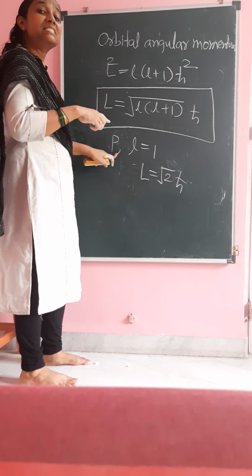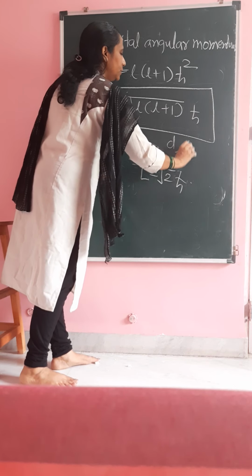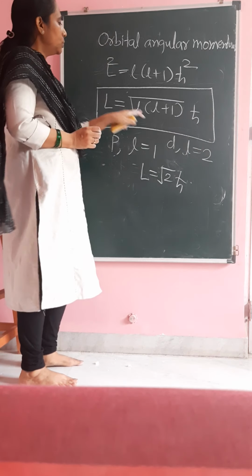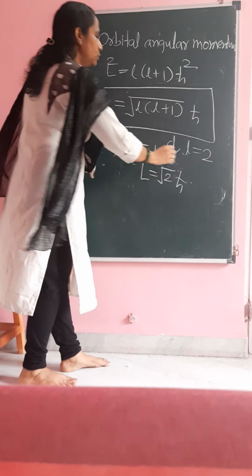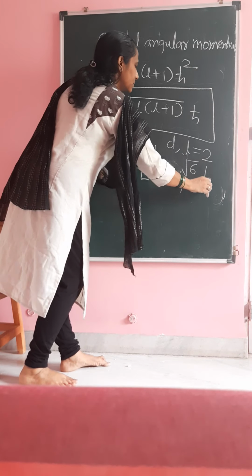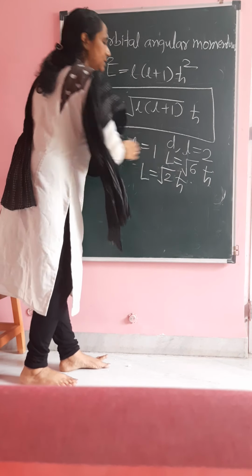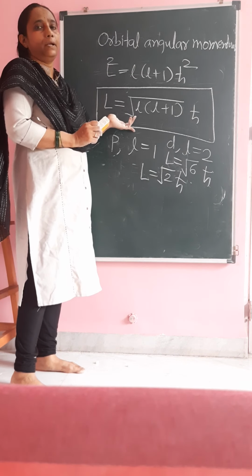For the D state, your l will be 2. So that will be 2 into 3. So root 6 h cross. Your L will be this. So this is how we can obtain the values of what?